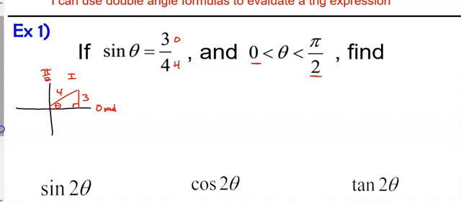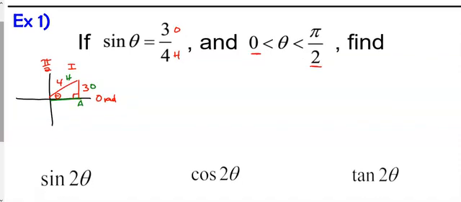Okay? Well, if we're going to use all 3 of the double angle formulas, we're definitely going to want to find this missing side here. So right now we have opposite and hypotenuse. We're going to want to find that adjacent side. So we have to use just a quick little Pythagorean theorem to get there. So 3 squared plus, I'll just call it x squared, equals 4 squared.